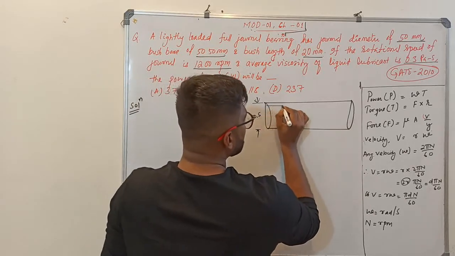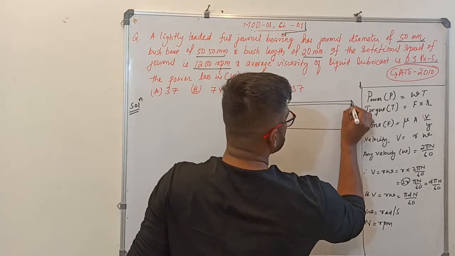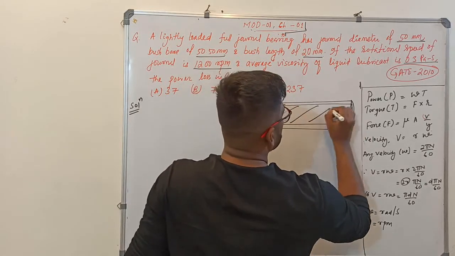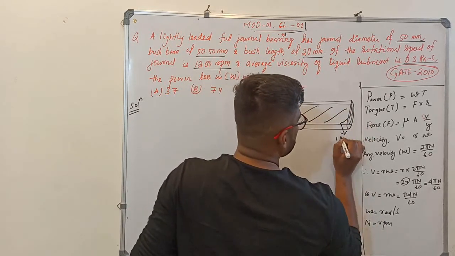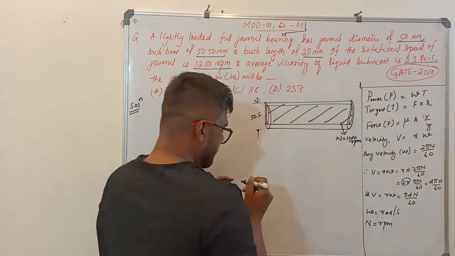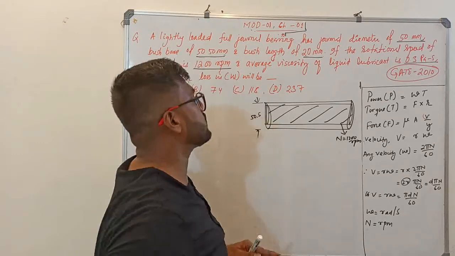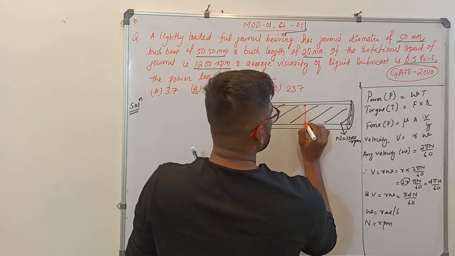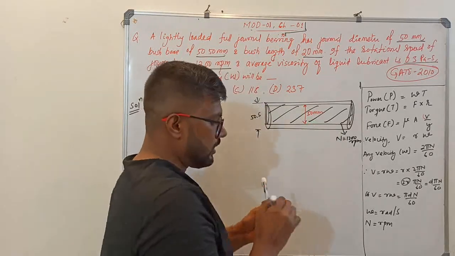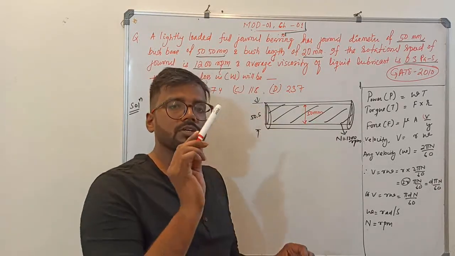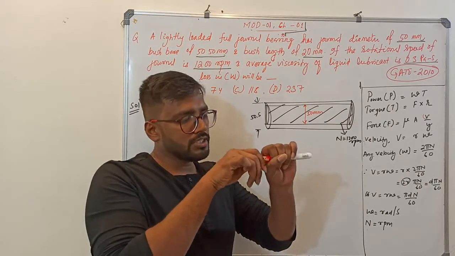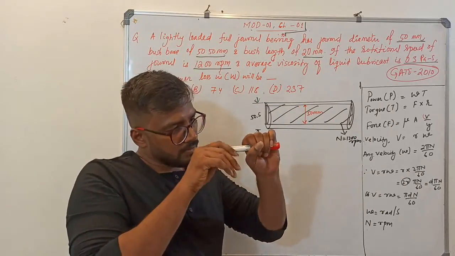Inside this, there is a journal bearing which is rotating at a speed of N equal to 1200 rpm. The diameter of this journal bearing is 50 mm. So imagine this is your journal, and it is rotating inside your bearing bush.